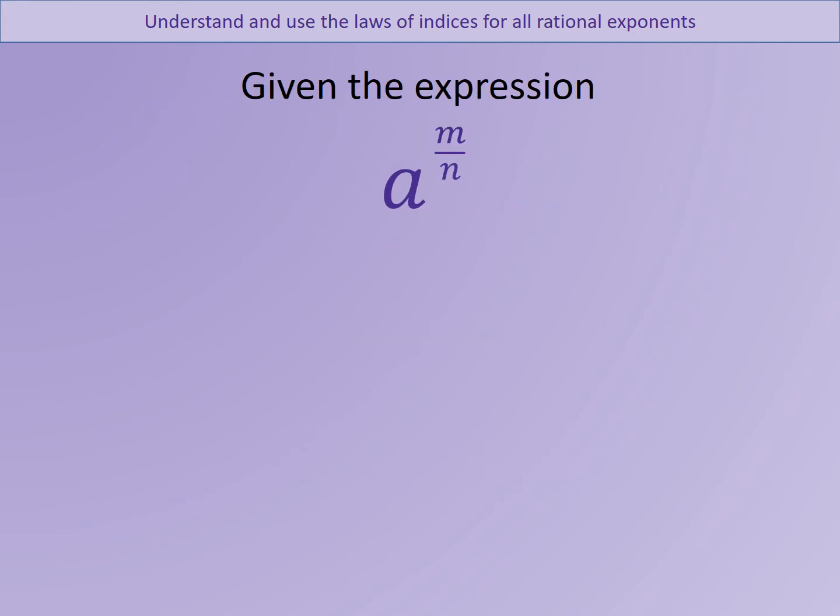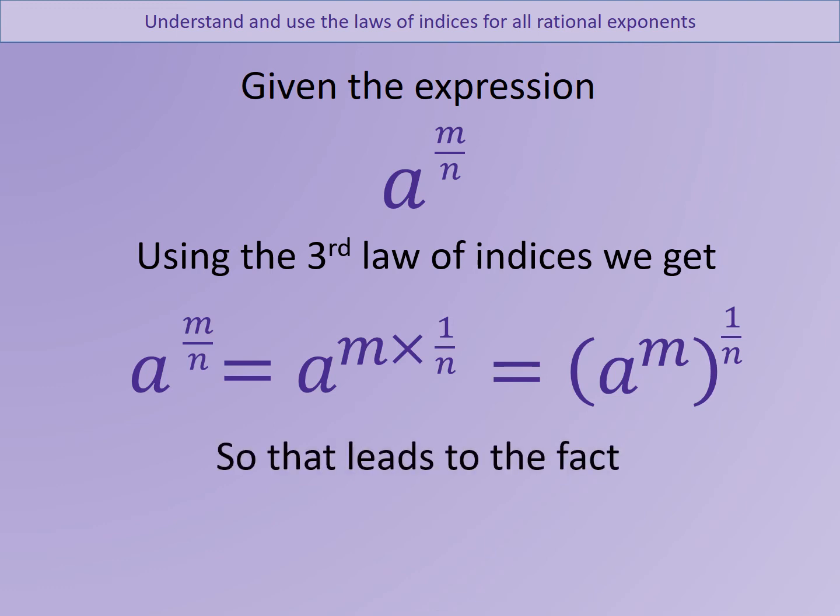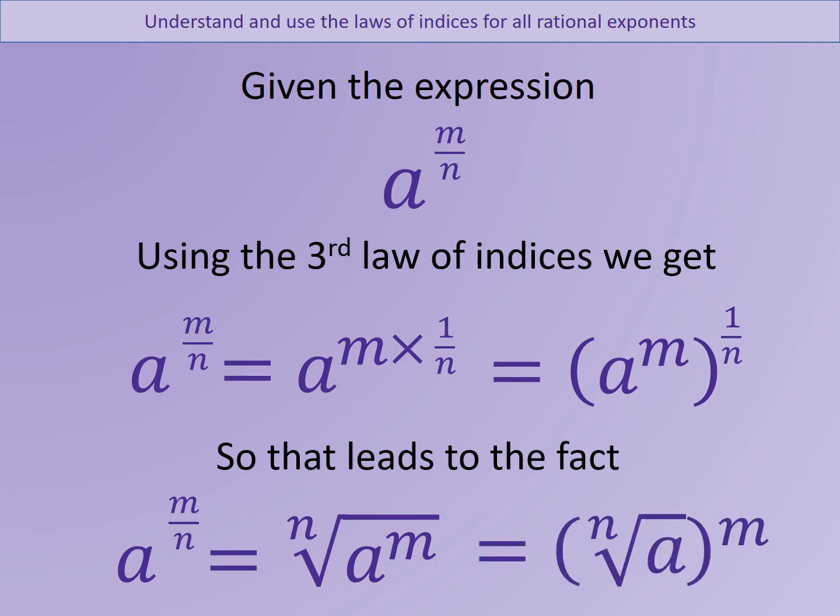And then we've just got one more law of indices to look at, and that's what happens if you have a fractional power, m over n. So the first thing we can do is write a to the power of m over n like so. That's just using a bit of fraction multiplication. That then leads to this, which is using our third law of indices, where you have a power raised to another power. We talked about that earlier on. And then that leads on to this, because again we discussed earlier that a power of 1 over n is the nth root. And the alternative to that is having it written this way around.